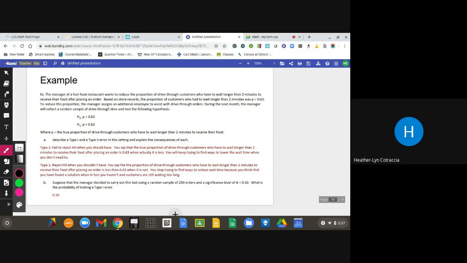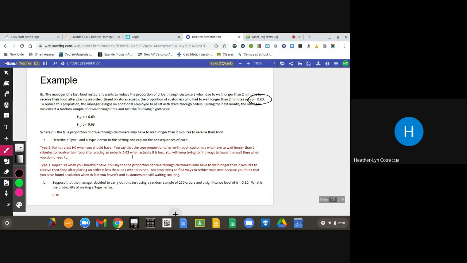Okay, start to finish. The manager of a fast food restaurant wants to reduce the proportion of drive-through customers who have to wait longer than 2 minutes to receive their food after placing an order. Based on store records, the proportion who have to wait longer than 2 minutes is 0.63. To reduce this, the manager assigns an additional employee to help assist with drive-through orders. During the next month, the manager will collect a random sample of drive-through times and test the following hypothesis.